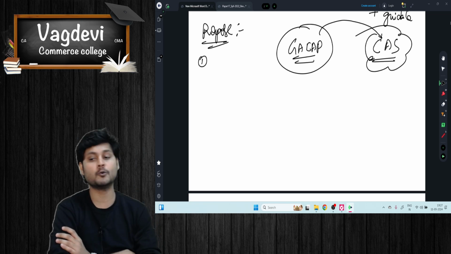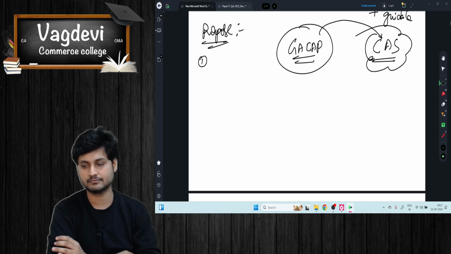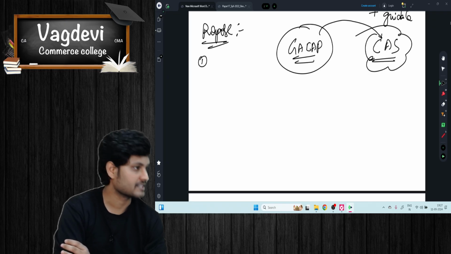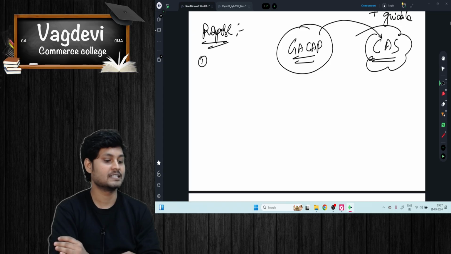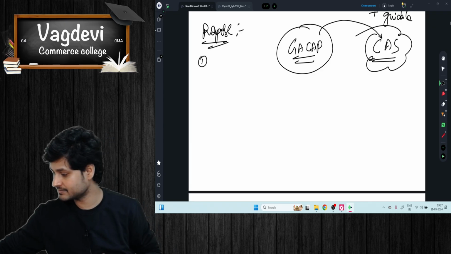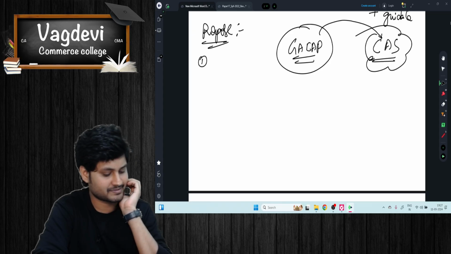Objectives of cost audit. Open 2 branches. Don't write there, use new paper. Okay, so open 2 branches. First branch, general objectives. Second branch, social objectives.